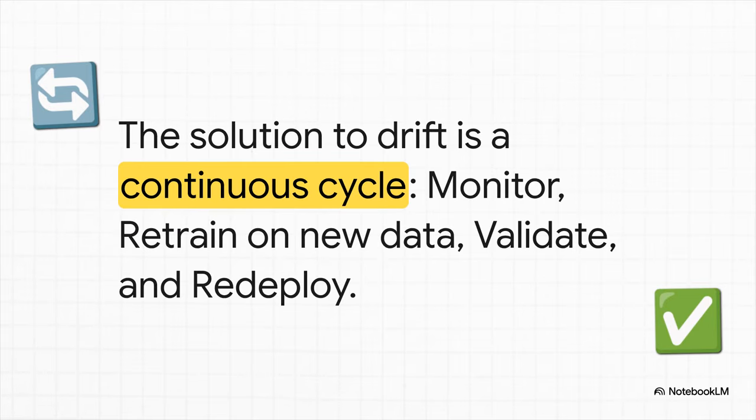So what's the solution when you find drift? It's pretty simple, actually. The whole cycle just begins again. You monitor, you retrain the model on new, fresh data, you validate that new version, and then you redeploy it. It's this continuous cycle that ensures your model stays aligned with reality.